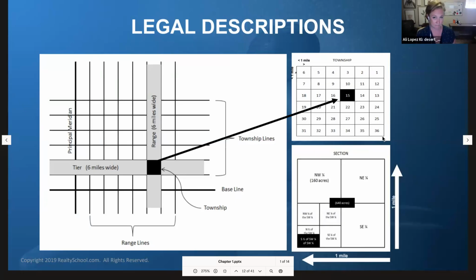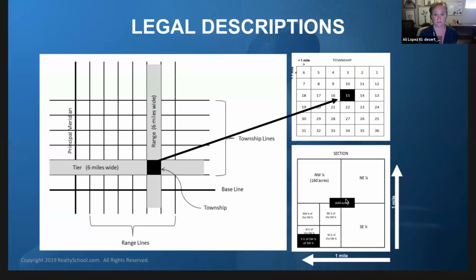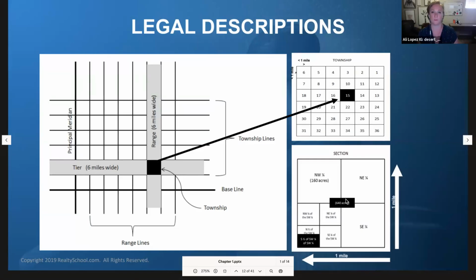You get it? Each acre is 43,560 square feet. Okay, we'll do more math about this later. But that is what the legal description of a U.S. government survey is.